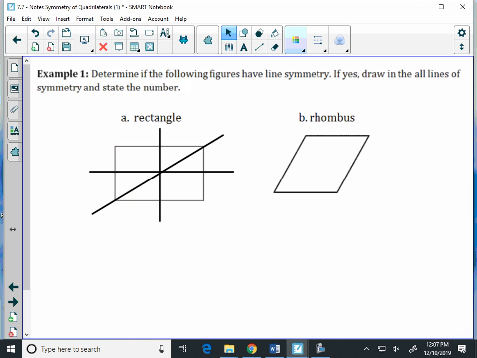So the only lines of symmetry that a rectangle has are vertically through the middle and horizontally through the middle. That is it. Diagonals do not work with rectangles. It doesn't matter how big or how small the rectangle is, those are the only lines of symmetry you can draw in any rectangle.